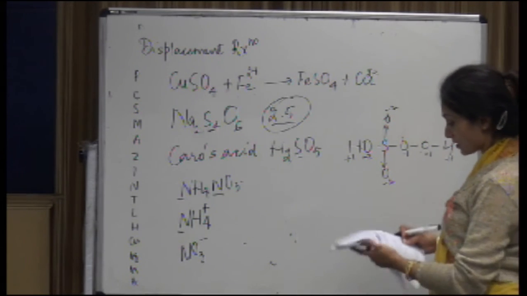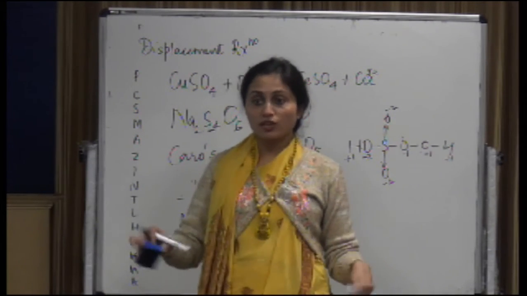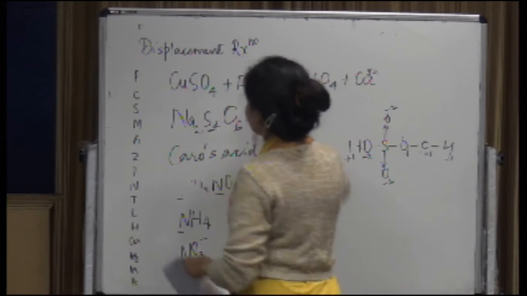Some of the examples that we've taken up already. Then we did talk about the stock notations, which is nothing but you decide on the oxidation number and then just assign a Roman number to it.